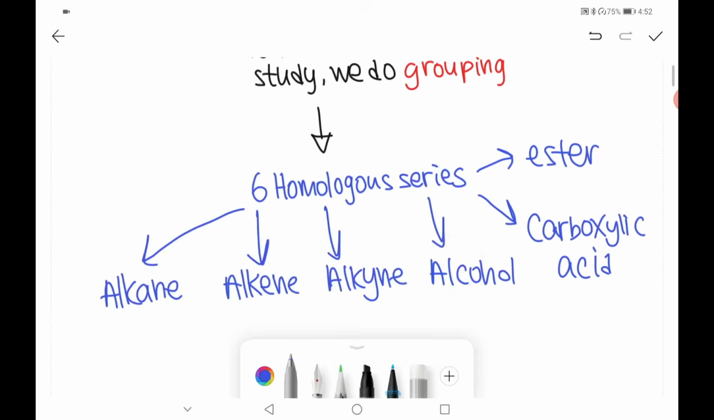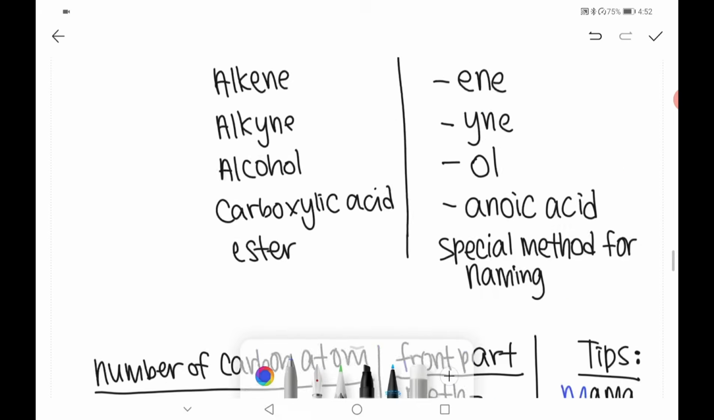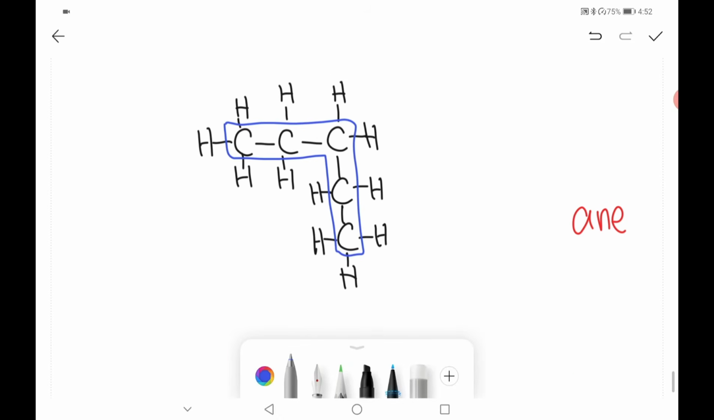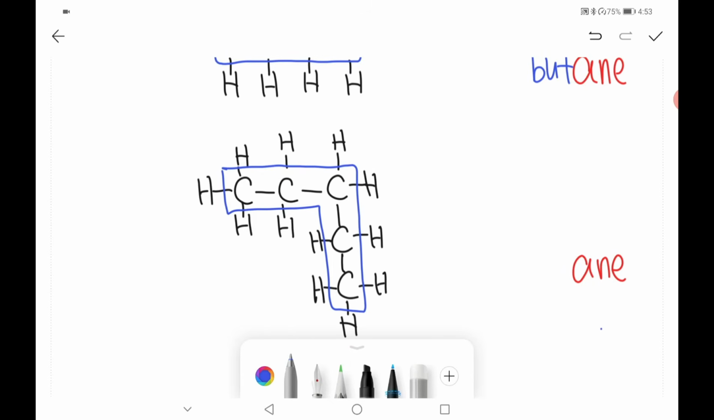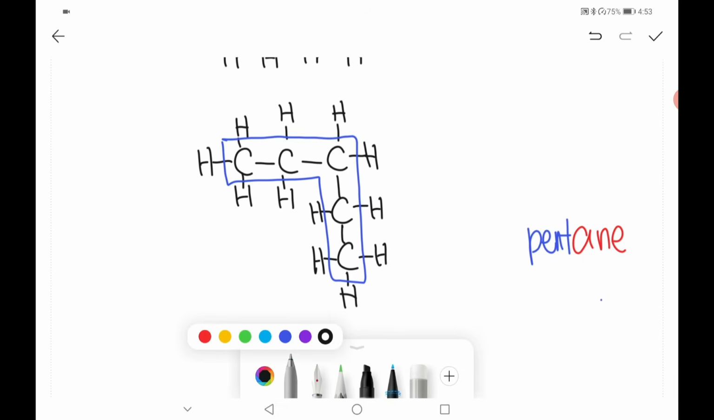Many students will stop here. They think the longest one is here, 3 carbon. Nope, don't stop here, because when you go 1, 2, 3 carbon, at this point you can continue, 4, 5. So the longest carbon chain in this case has 5 carbon. 5 is pent, P-E-N-T. So this substance is called pentane.